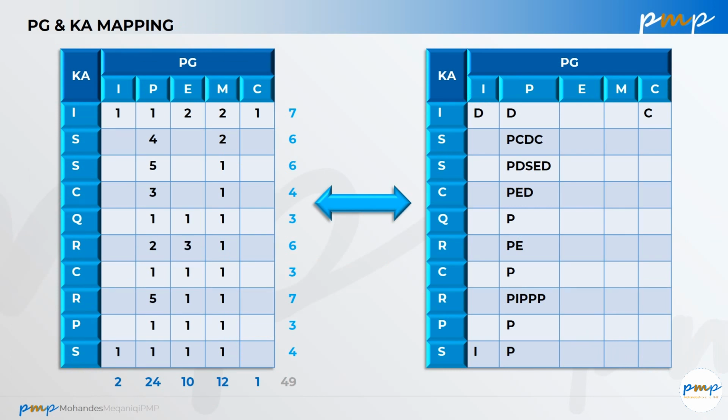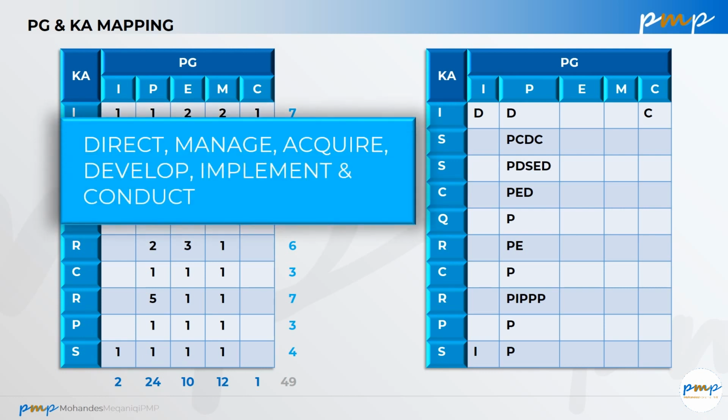The way we can memorize all of the processes in the executing process group is by focusing on flashwords: direct, manage, acquire, develop, implement, and conduct. Notice that 5 processes here start with manage. So, taking again the first letters of the processes here in executing and applying a rhythm, we have DM, M, ADM, M, I, C, M.